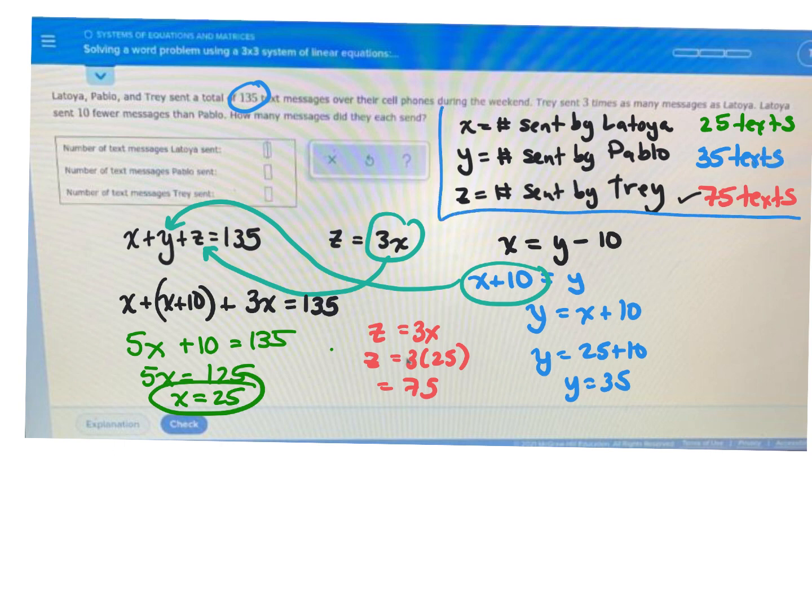So most of these work the same way, where you have to set up 3 equations, and then you can usually substitute and get them into one equation that you can solve for one variable, and then just plug it into the others.